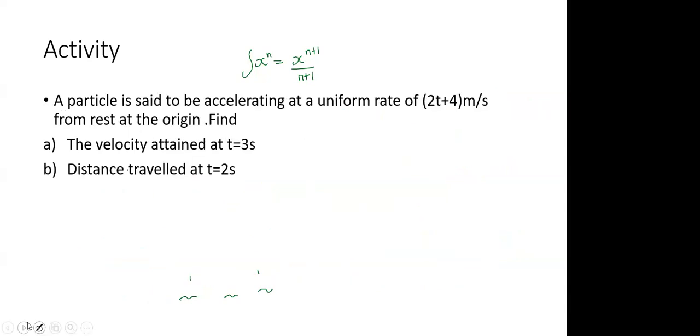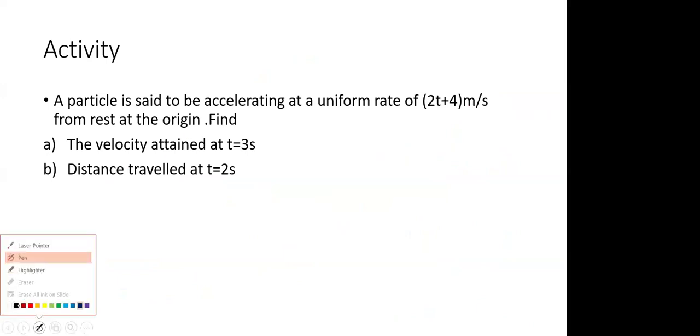Okay, now our second number. This is our second number, and they're telling us that a particle is said to be accelerating at a uniform rate from rest at the origin. Find. Now, the first thing you always have to pay attention to is which quantity they have given me. Is it acceleration? Is it velocity? Is it displacement? Because the quantity they have given you is what determines what you are going to be finding. So that one is very, very key.